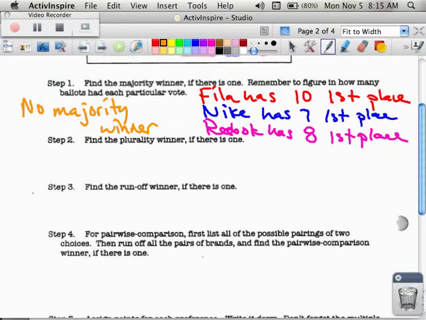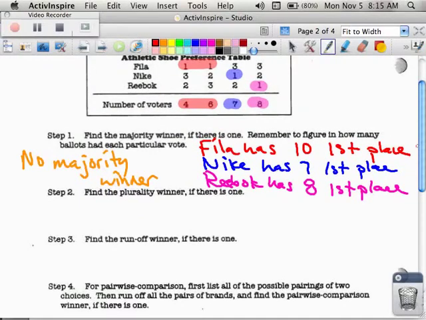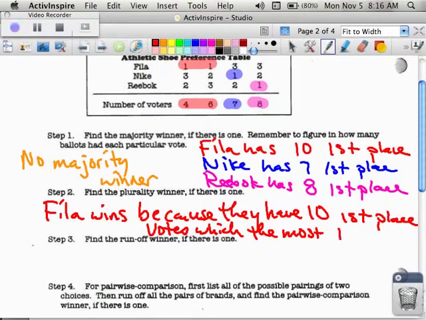So in a plurality win, the plurality win means who has the most first place preference choices. If you look back in the table, this one is not majority, so you don't have to have over half. You just have to have the most. So Fila wins because they have 10 first place votes, which is the most first place votes. So in this case, with a plurality, all it means is whoever has the most first places, you win. Done.